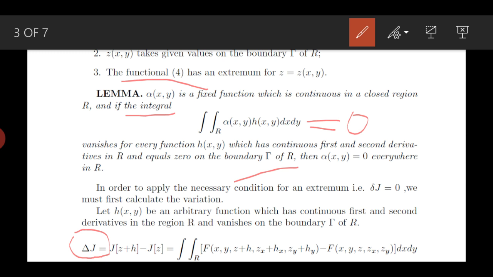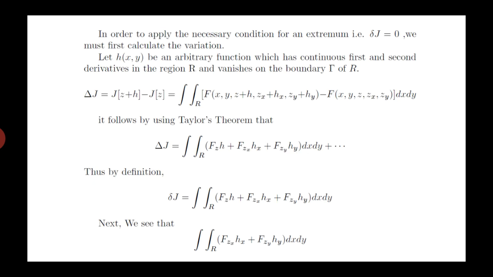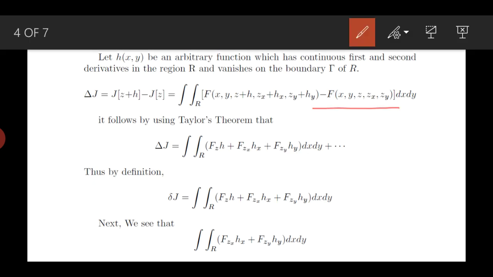Now I will put in the value of J of z plus h, given by this integral, and J of z, which is given by this integral. Same as before, we will use Taylor's theorem to write this difference in the following form: the integral over the region R of f sub z h plus f sub z_x h sub x plus f sub z_y h sub y dx dy, plus some higher order terms.